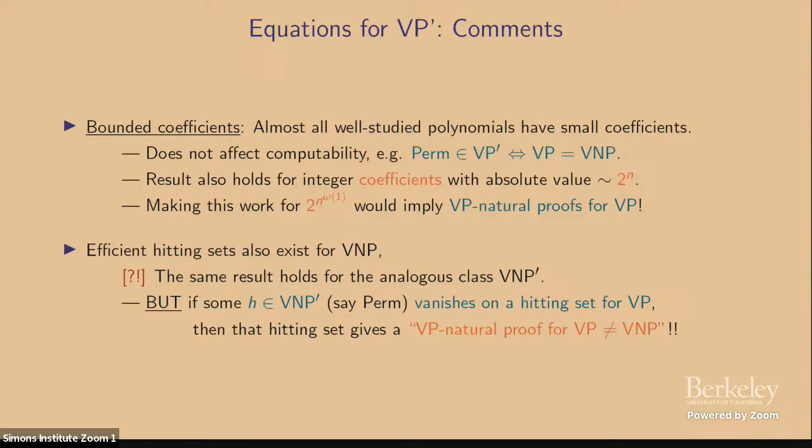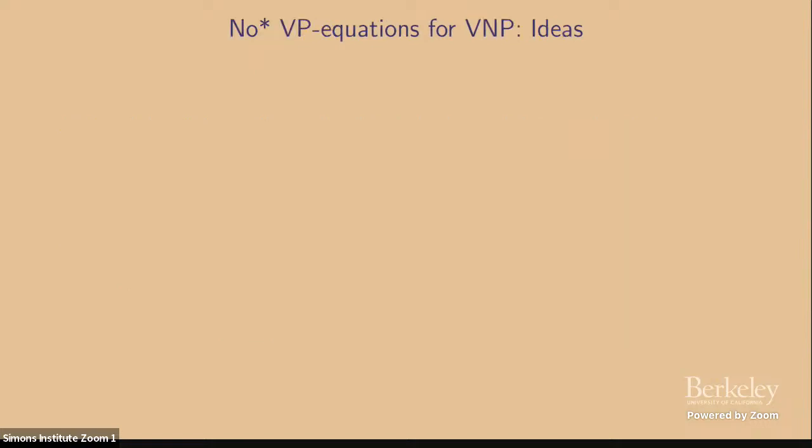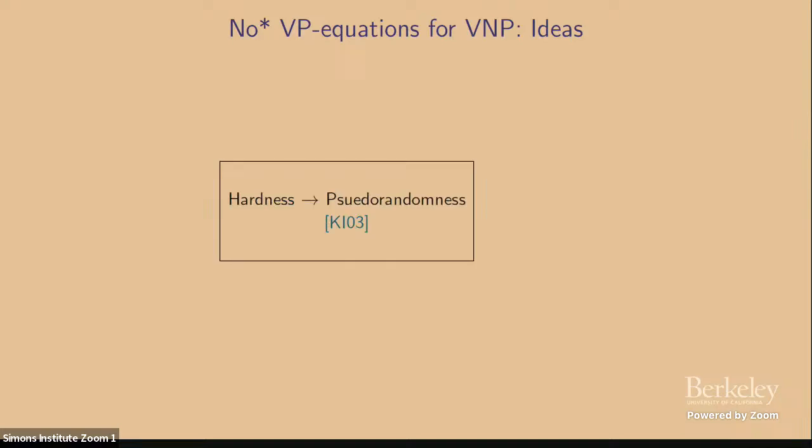Okay, so now let's get to the other thing: no VP equations for VNP, and the star is there because there is an assumption on the hardness of the permanent. Okay, so how do we do this? Basically, this starts from the other direction of hardness-randomness connections. Hardness gives you pseudorandomness, and this is the machinery of Kabanets and Impagliazzo, from almost 20 years ago. A classical result. So how does this machinery work?